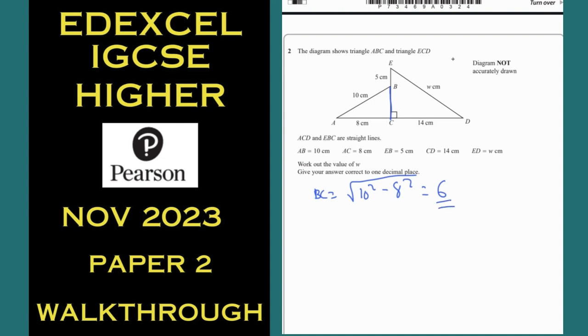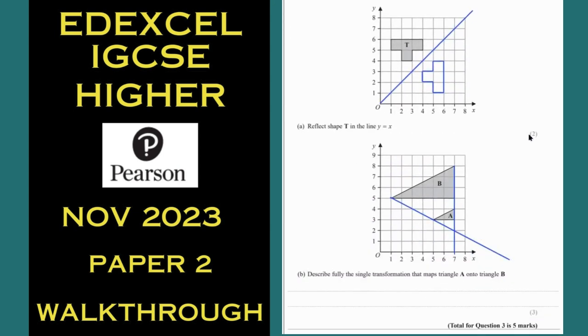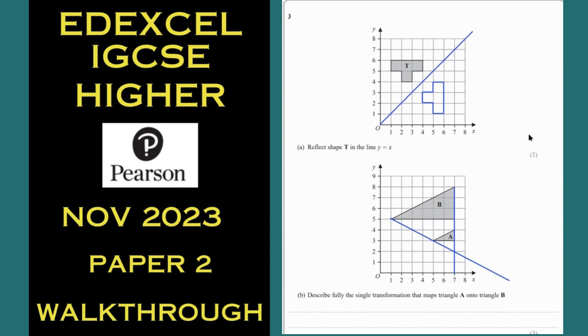But it's not 6 we take forward, because what we need to find DE is, yes, it's 14 squared, or it's not 6 squared because it's E to C that we need to use. We need to add on the 5. So it's 11 squared, and we're going to square root. It wants the answer to one decimal place. I got 17.804. So obviously one decimal place. 17.8.